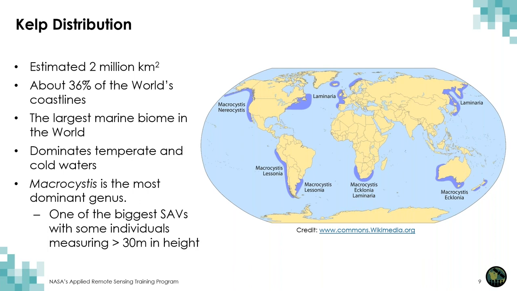And as I mentioned in the previous session, Macrocystis is one of the most dominant genera of kelps, and it forms some of the biggest individuals, with some of them reaching several dozens of meters in length. And also, as I mentioned previously, kelp is one of the fastest growing types of algae. Some of them can even grow up to about half a meter a day.